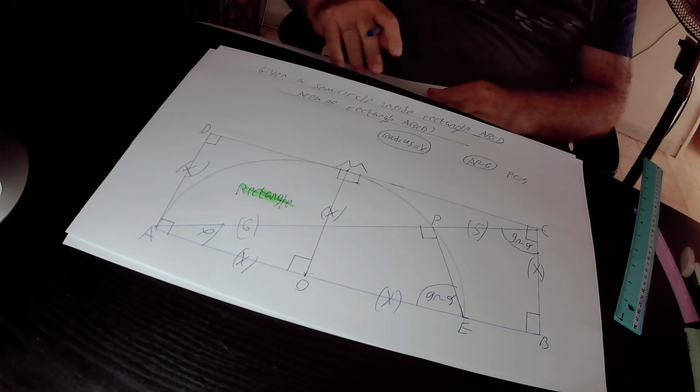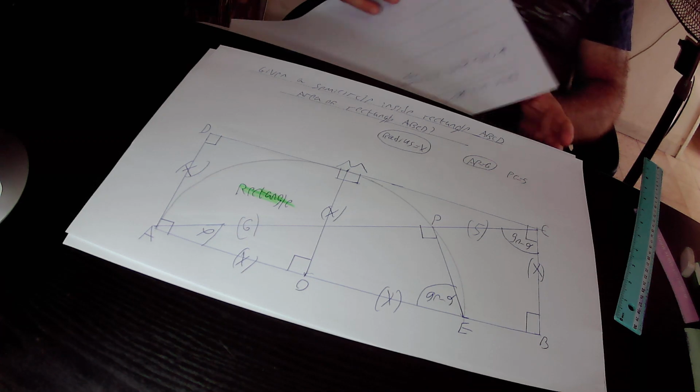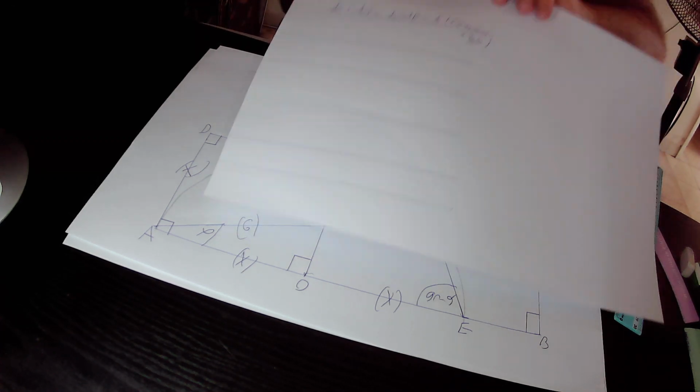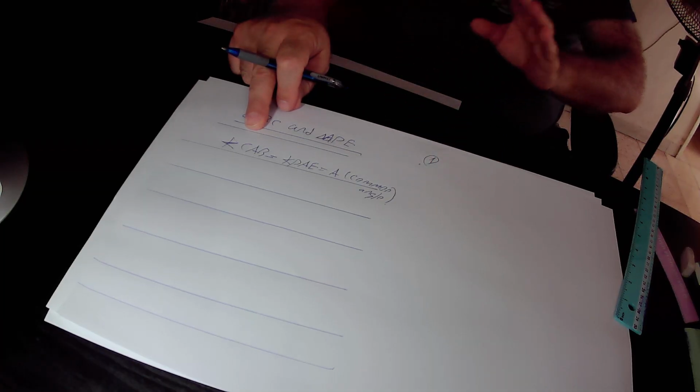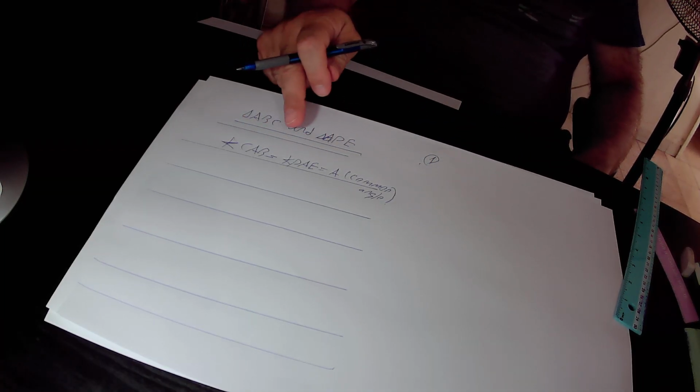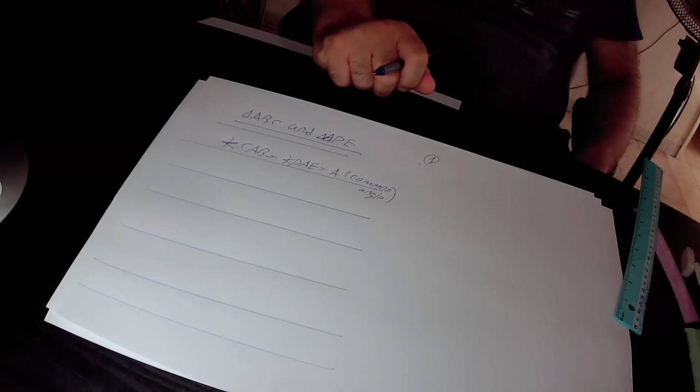So repeat again. This equation means that angle A equals itself. We just call angle A two different names. Angle A equals itself, a common angle that belongs to both triangles.